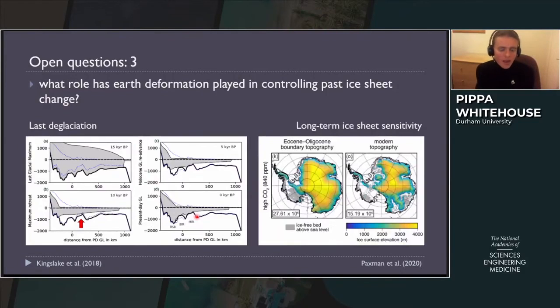Just very quickly, I will make a quick mention of longer timescales. This is not to do with rebound in response to the ice sheet so much, but the idea that topography has changed on million year timescales. So this is a recent article from Guy Paxman, where he used reconstructions of the bathymetry 34 million years ago compared to the present day bathymetry, and asked the question of what happens if you try and force an ice sheet model on those two different topographies, and you actually get very different answers. So the sensitivity of the ice sheet to climate forcing depends on the topography that's underneath the ice sheet.